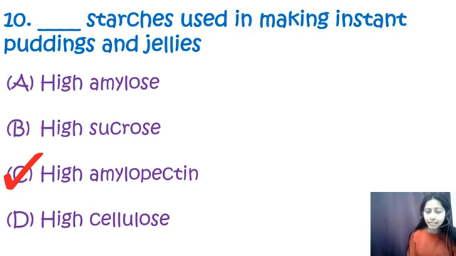This property makes it ideal for use in products like puddings and jellies. Since it requires a certain level of stability, strength and thickness, that is why high amylopectin starches are used in making instant puddings and jellies. So option number C is correct.